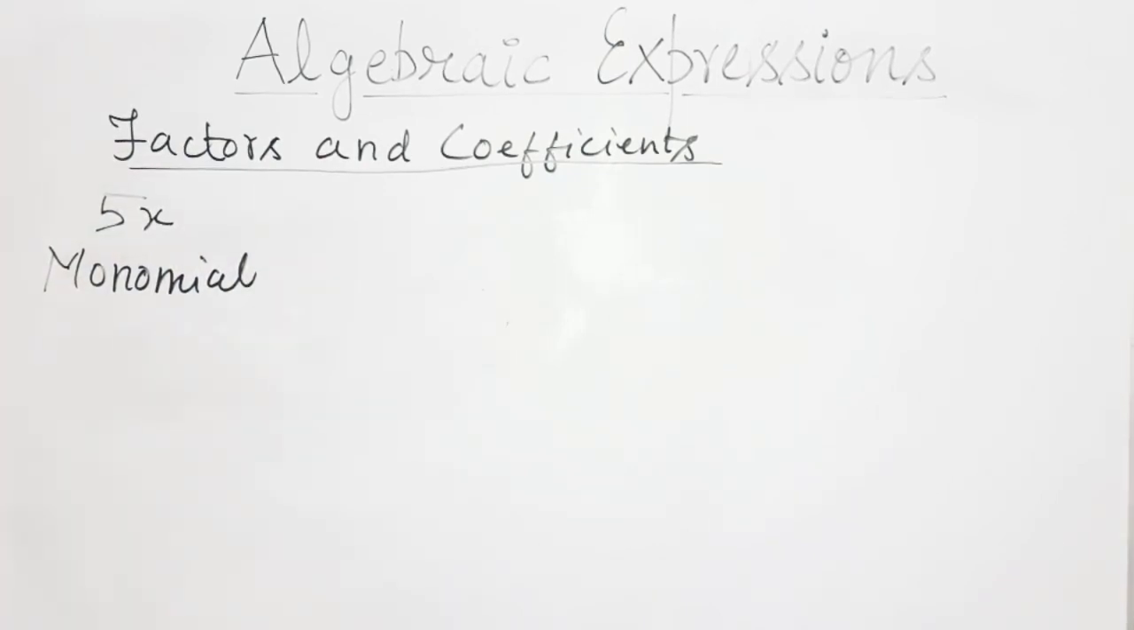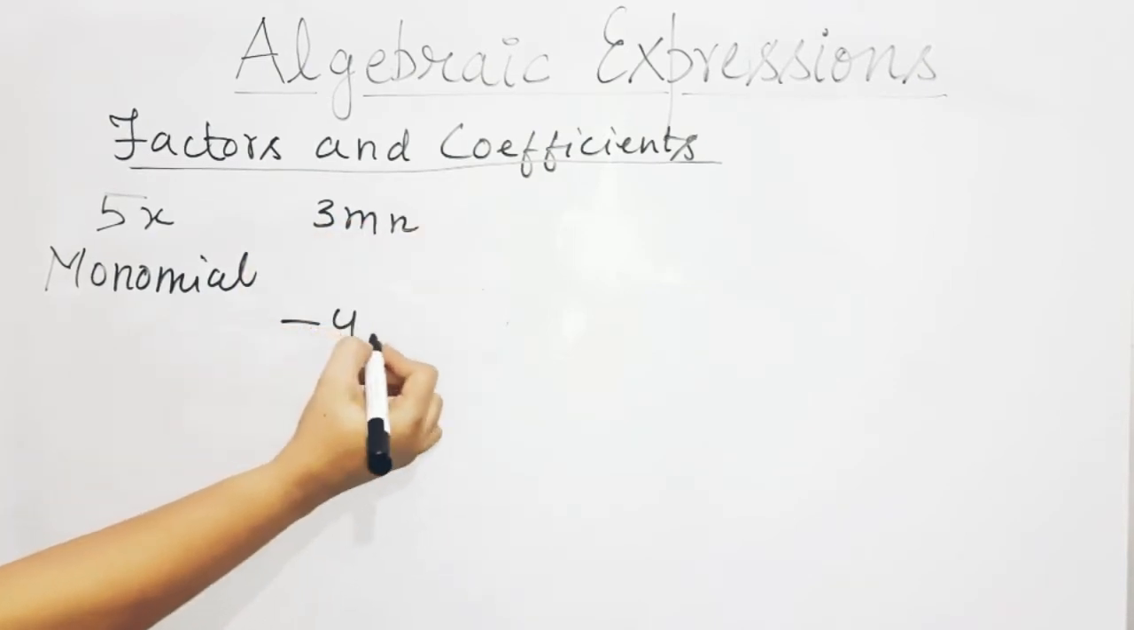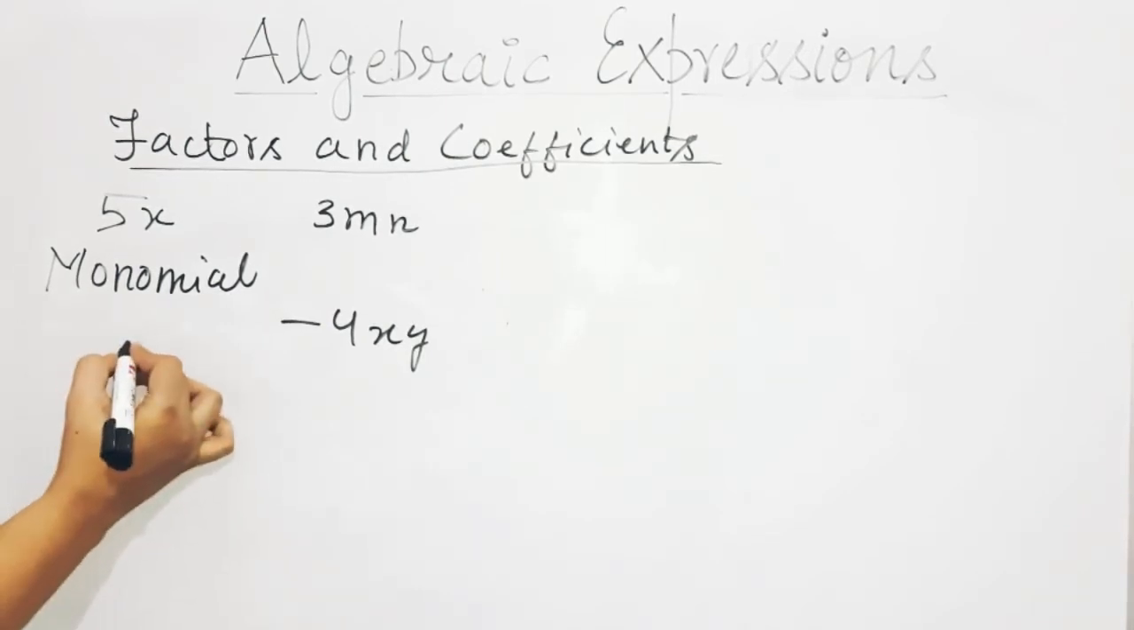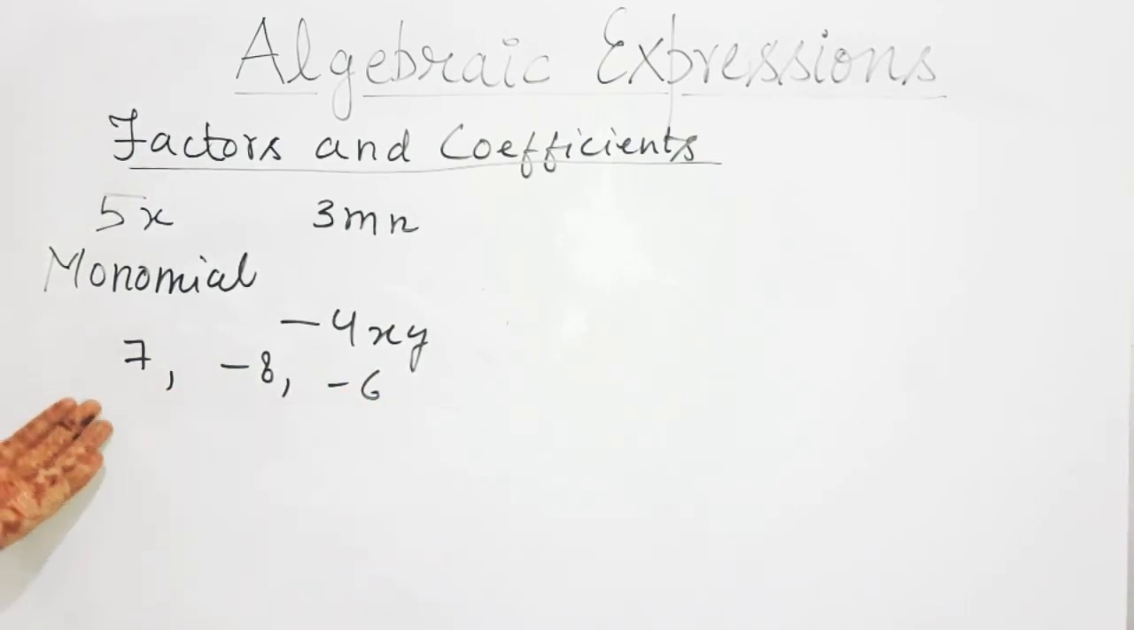Why it is called monomial? Because it is containing only one term. So 5x is one example. One example that I can take is 3mn minus 4xy, and further examples which we can take is 7 minus 8 minus 6 minus 6. So these three are the constants and these three are the variables. But yes, there is one thing, that every algebraic expression is containing how many terms? Only one term. So that is why we call the algebraic expressions having one term, we call them monomials. I hope you must have understood about monomials.